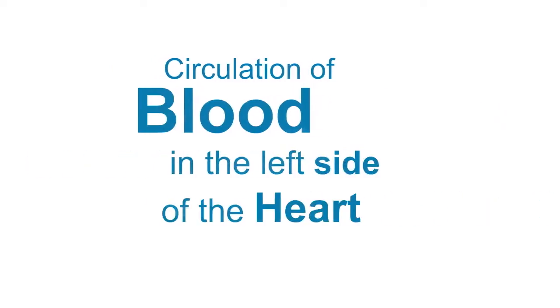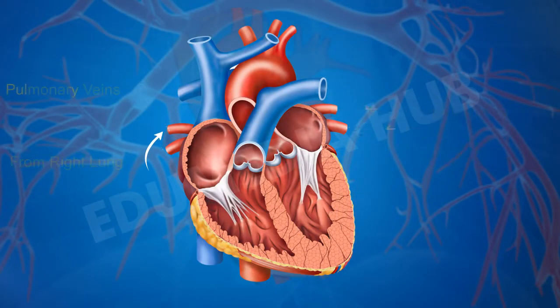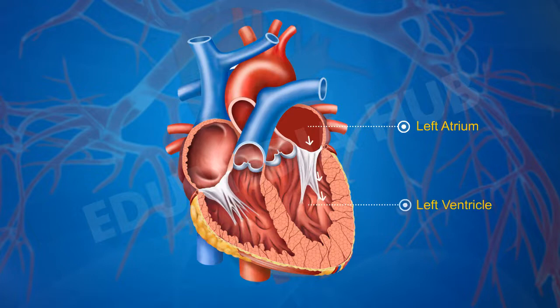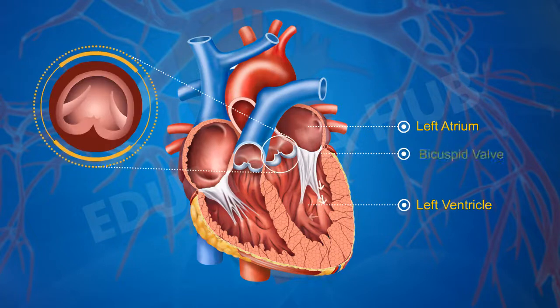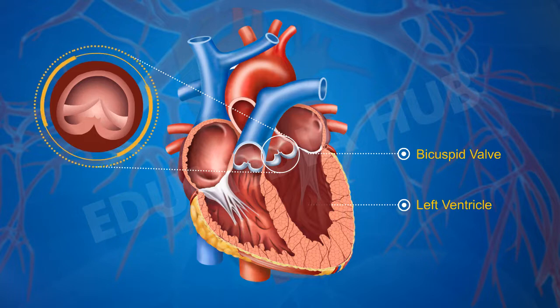Circulation of blood in the left side of the heart. 4 pulmonary veins, 2 from each lung, empty oxygenated blood into the left atrium. The left atrium contracts and pumps oxygenated blood into the left ventricle through the open bicuspid valve. At the end of the atrial contraction, the left ventricle gets filled with blood. The bicuspid valve closes. This prevents the backflow of blood.